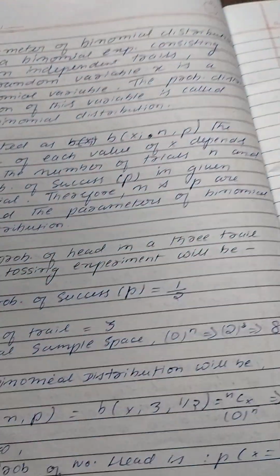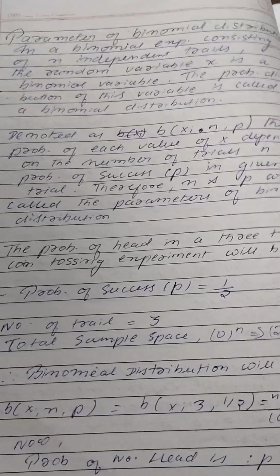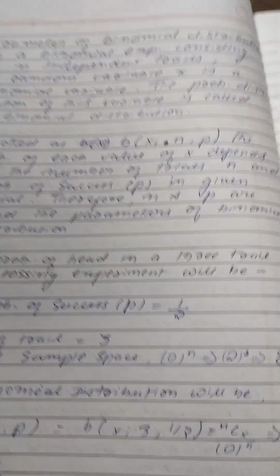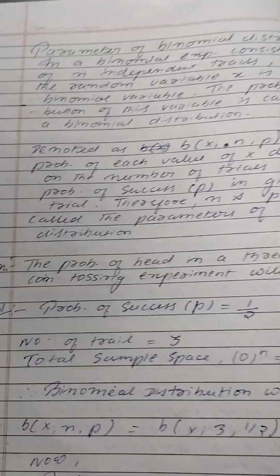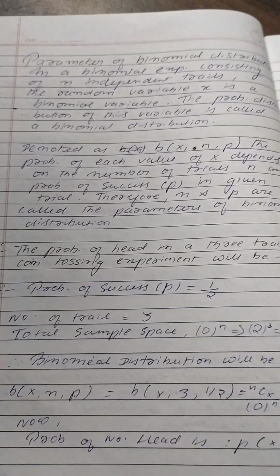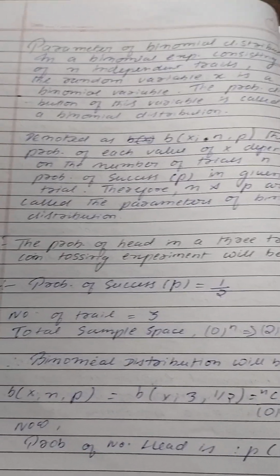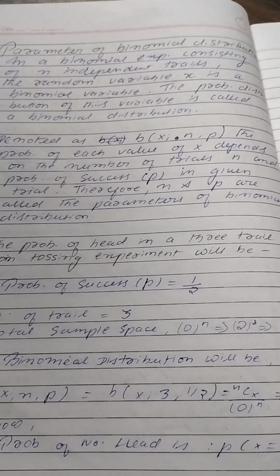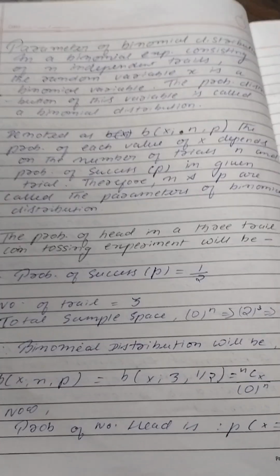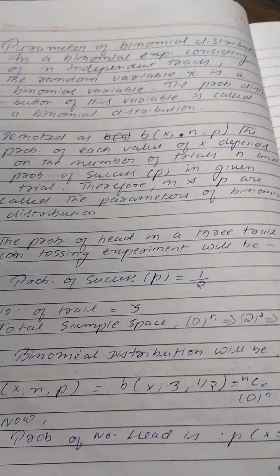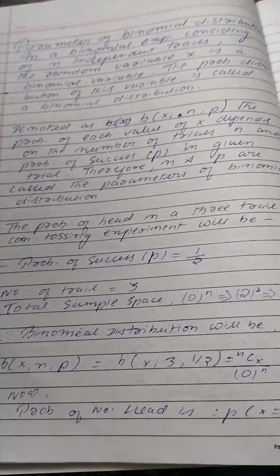So this determines the solution, right? You are putting x variables like 0, 1, 2, 3, but n and p are the same, and according to that you have to put the value, whether from the table or by the formula. The probability of each value of x depends on the number of trials n and the probability of success p. Therefore n and p are called the parameters of the binomial distribution.